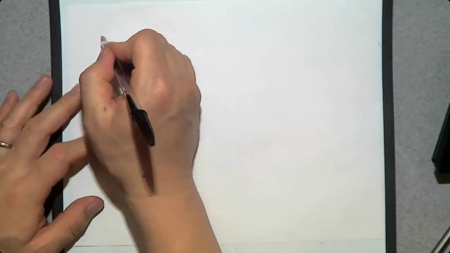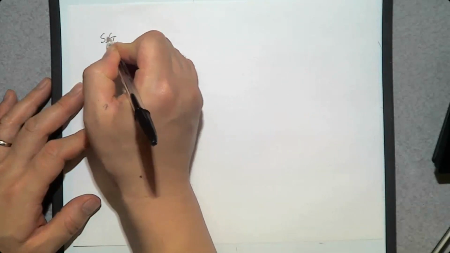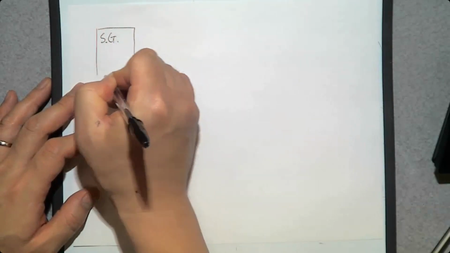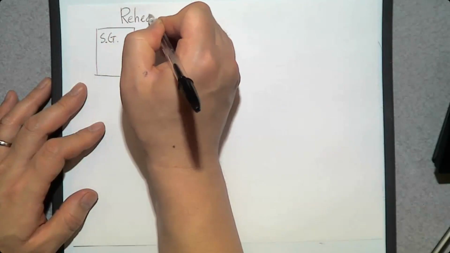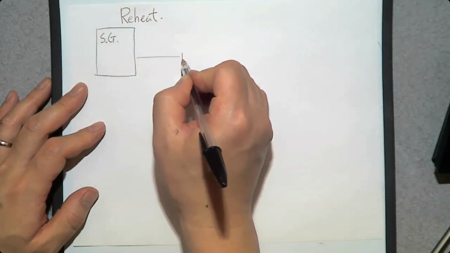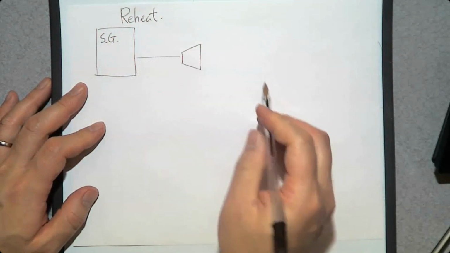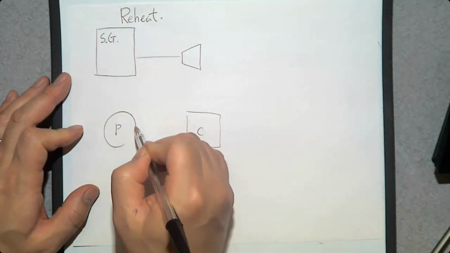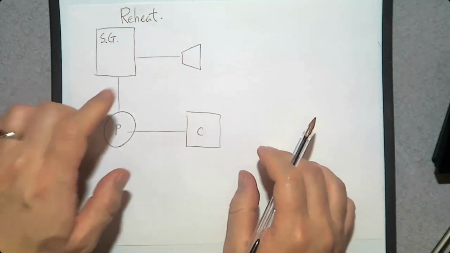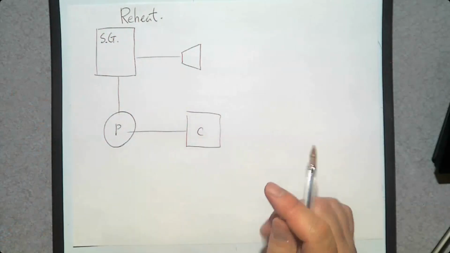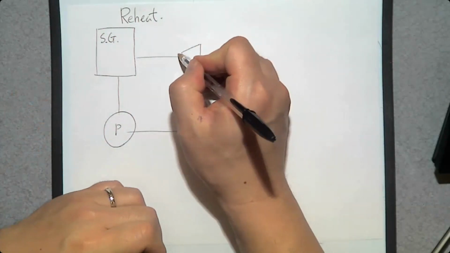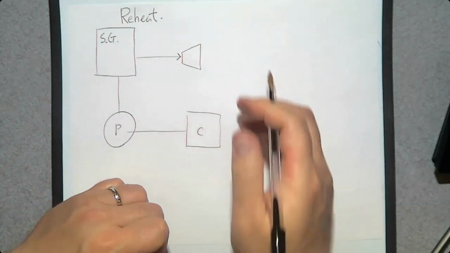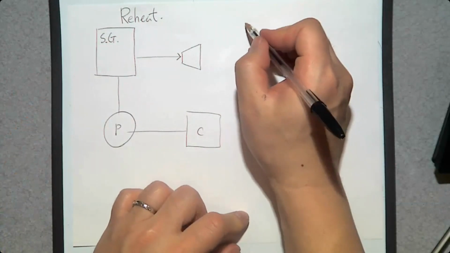Then we have a steam generator, and this is a reheat cycle. And we have a turbine, and we have a condenser, and we have a pump. So let's talk about this. So we have a high pressure, high temperature steam, superheat vapor, that has been generated by the steam generator.